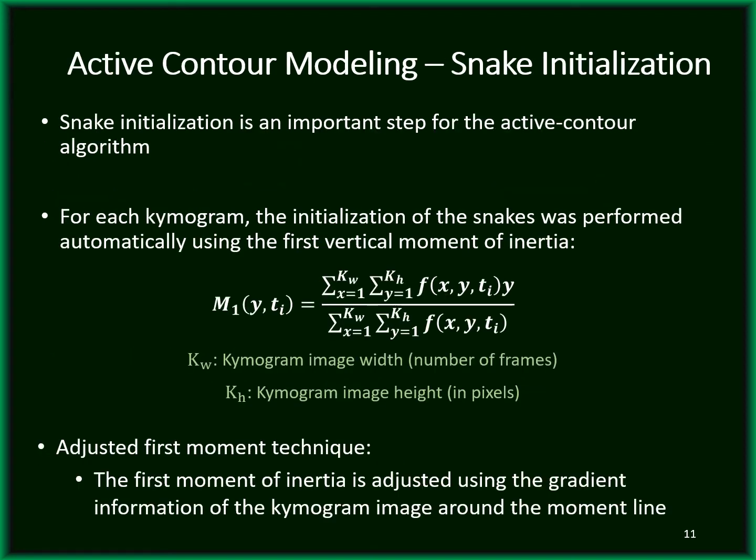The first step in the active contour modeling is to initialize the snake. The initialized snake should pass through the center of the glottis. For the snake initialization, we use the first moment of inertia that is calculated here. We adjust this moment line to find a more accurate center line for the glottis. The adjustment is based on the gradient information of the kymogram image around the moment line.